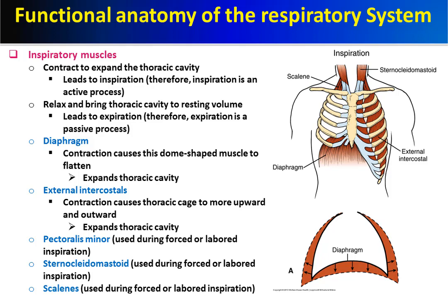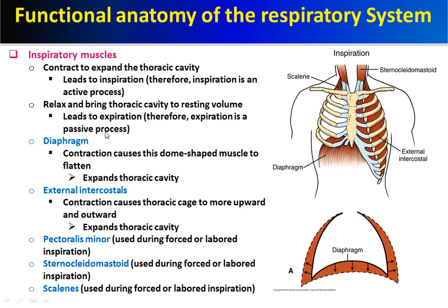Then, after inspiration is over and air has entered into the two lungs, the inspiratory muscles relax and bring the thoracic cavity back to its resting volume, and this leads to expiration. So normal resting quiet expiration does not require muscles to contract. Rather, what happens during normal resting expiration is that the inspiratory muscles relax. Hence, normal resting expiration is a passive process.